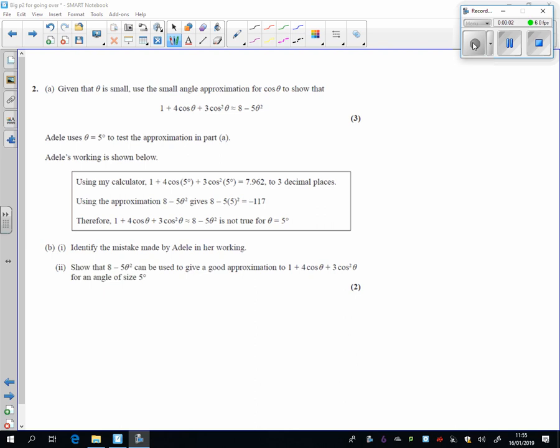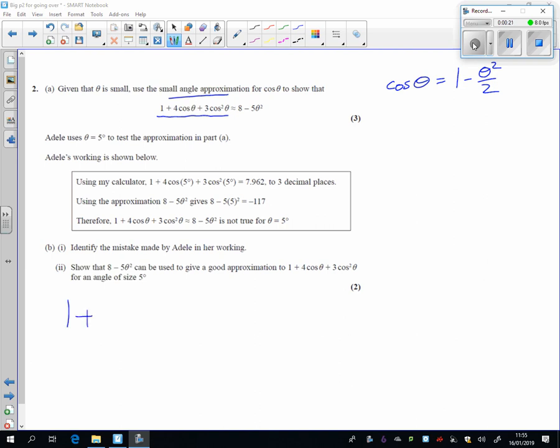Question 2 is all about the small angles approximation. And you can look up in the formula book that the small angle approximation for cos theta is 1 minus theta squared over 2. So all we've got to do is try and work through this, but being careful with our brackets and everything.